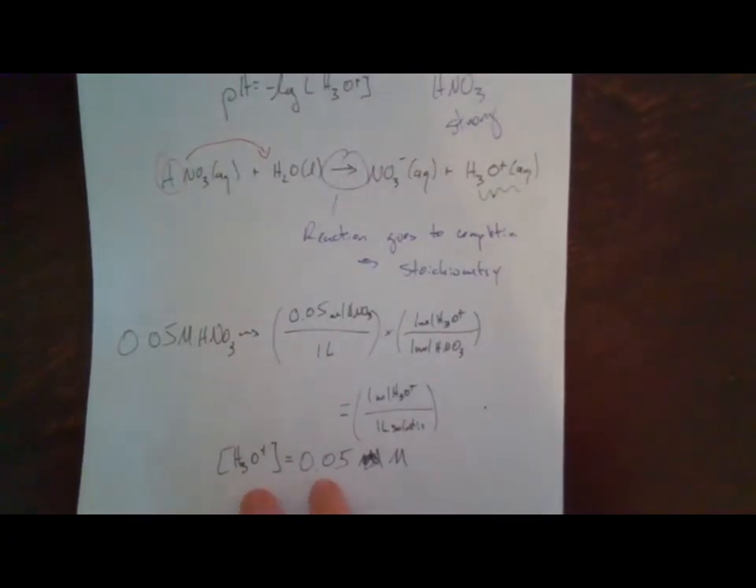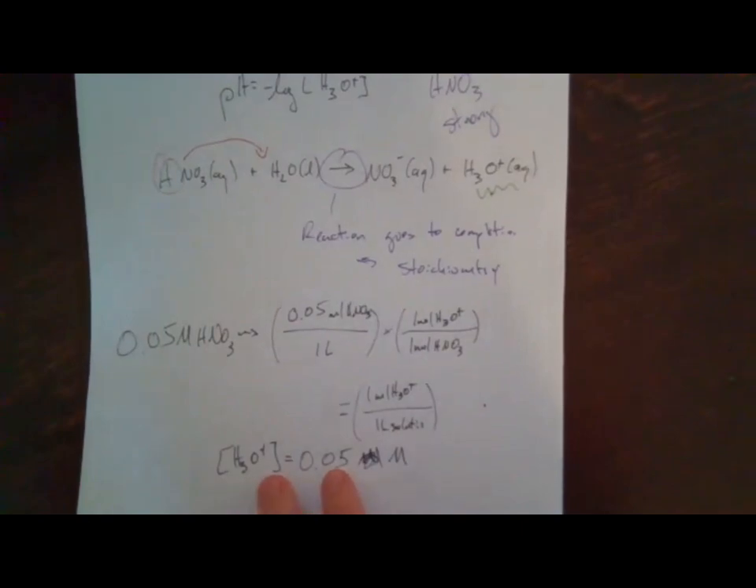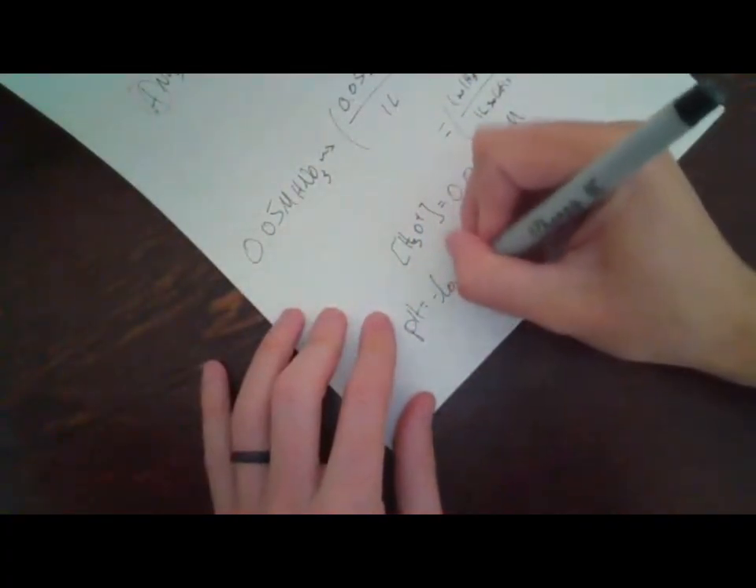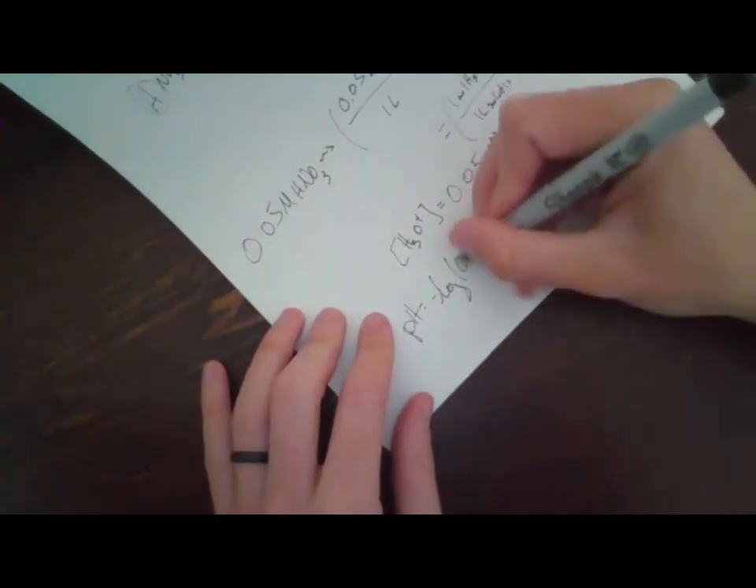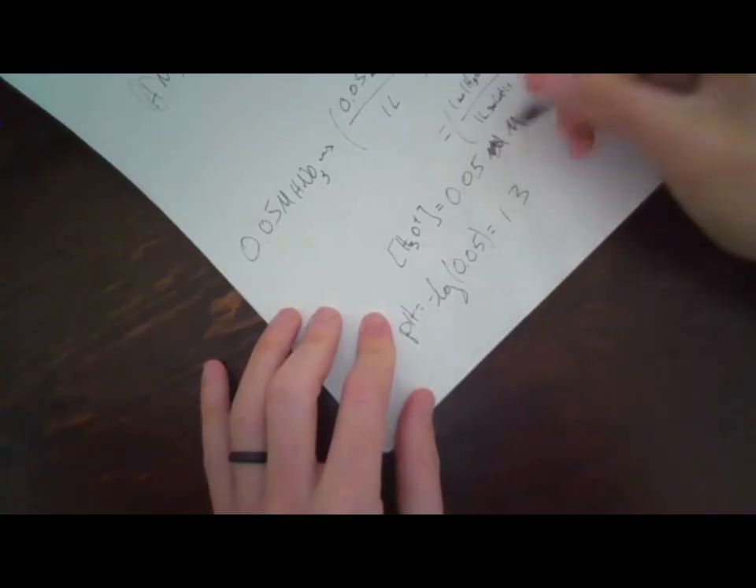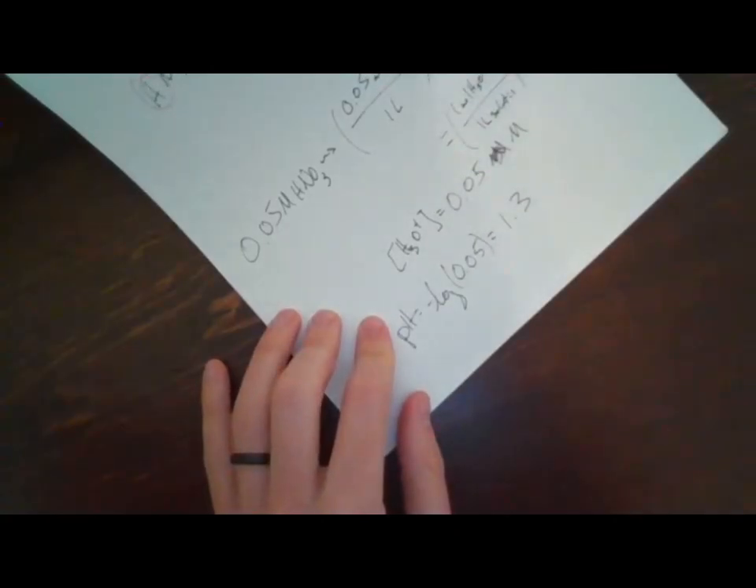That's not quite all of what we wanted. That does describe the acidity of the solution, but we want to take that and turn it into a pH. So we can plug it in. The pH is going to be the negative log of 0.05, which is equal to 1.3.